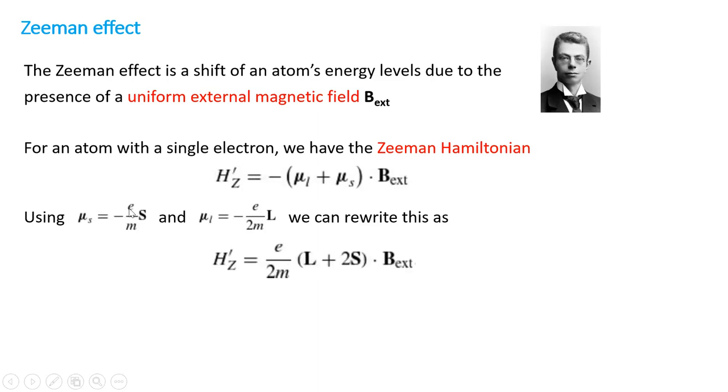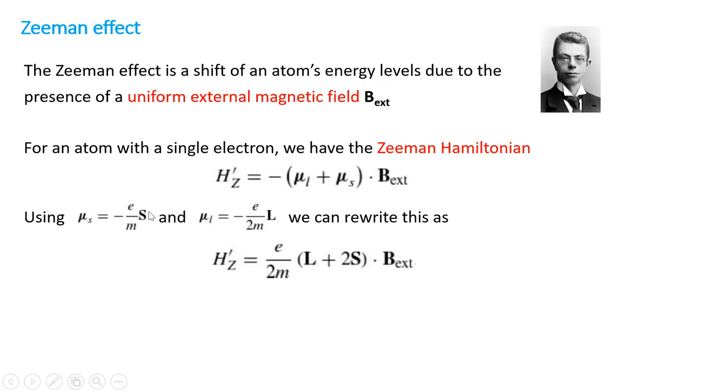And then we have a couple of relationships relating the magnetic dipole moment of the electron to the spin of the electron. It's minus e over m times the spin angular momentum. And similarly, the orbital dipole moment of the electron is minus e over 2m times the orbital angular momentum. So using these two relationships, we can rewrite the expression above as e over 2m times (L plus 2S) dot B external.